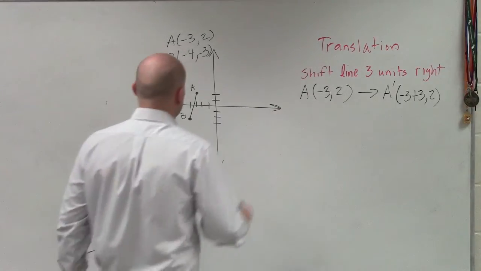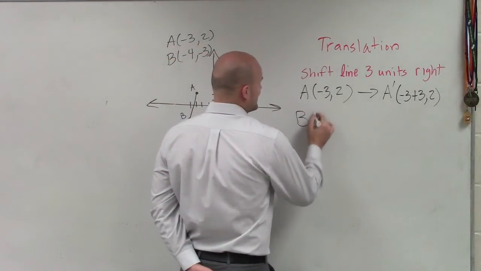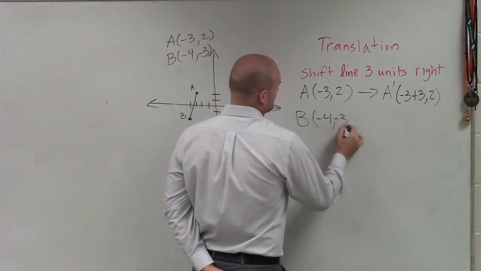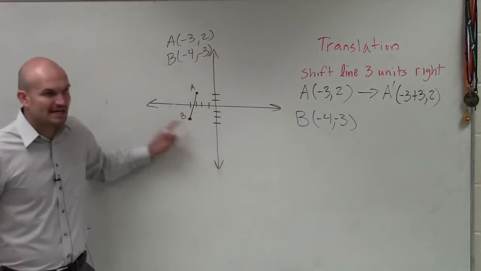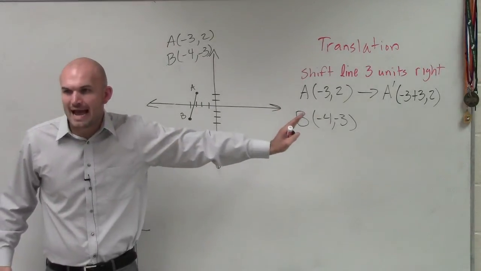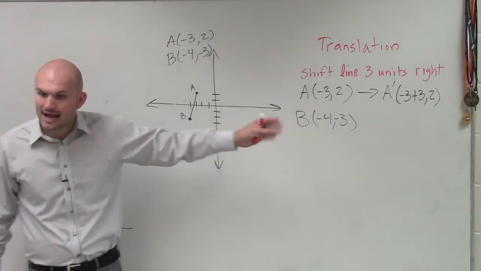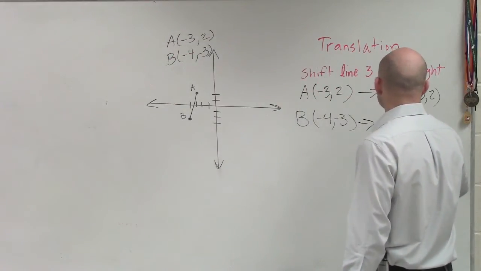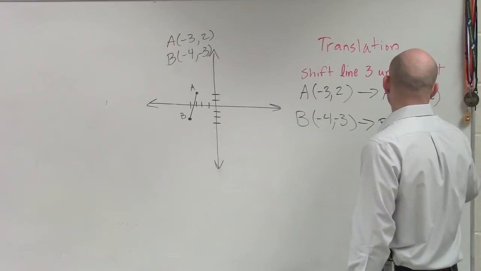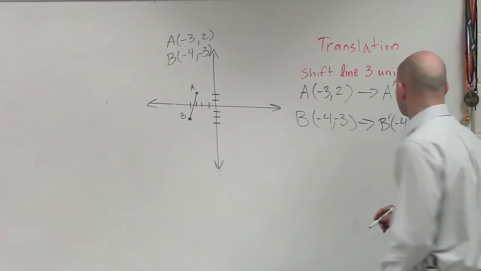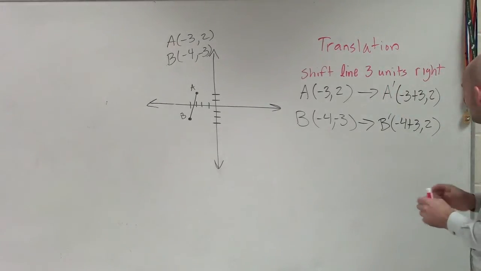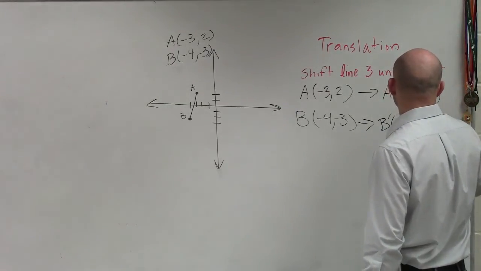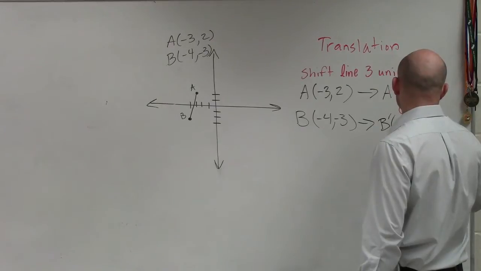And what about my B point? Here's B, and B is at negative 4, comma negative 3, and I want to move B 3 units to the right. Do I add or subtract the 3? Add 3 again. So therefore, B prime is going to be negative 4 plus 3, comma 2. Now, I know I kind of ran out of space here, so let's write them in there. So now A prime is going to be 0, comma 2, and B prime is negative 1, comma 2.